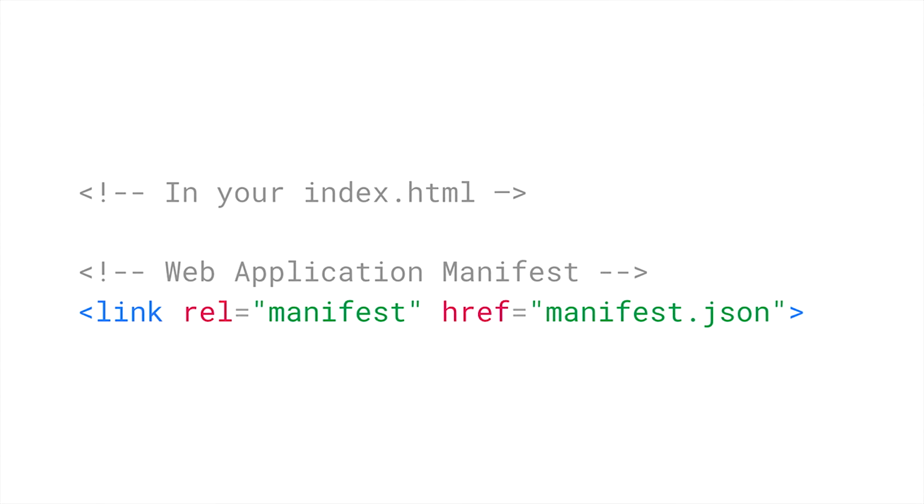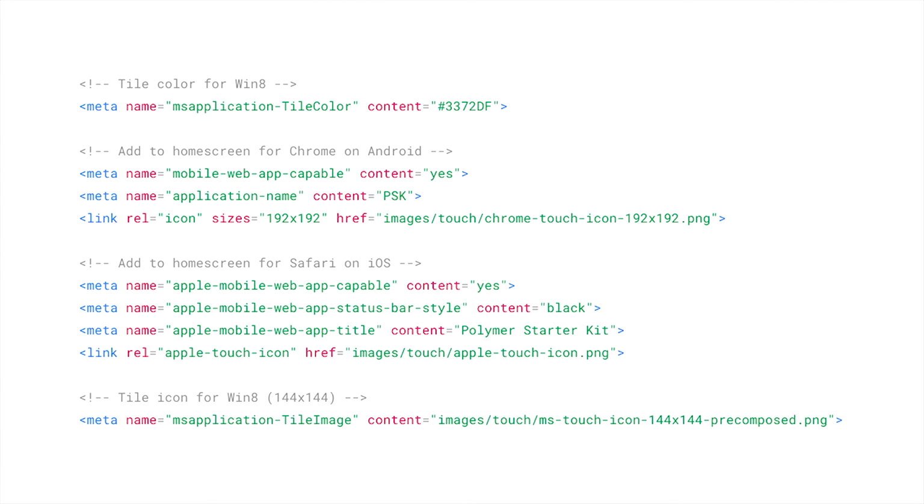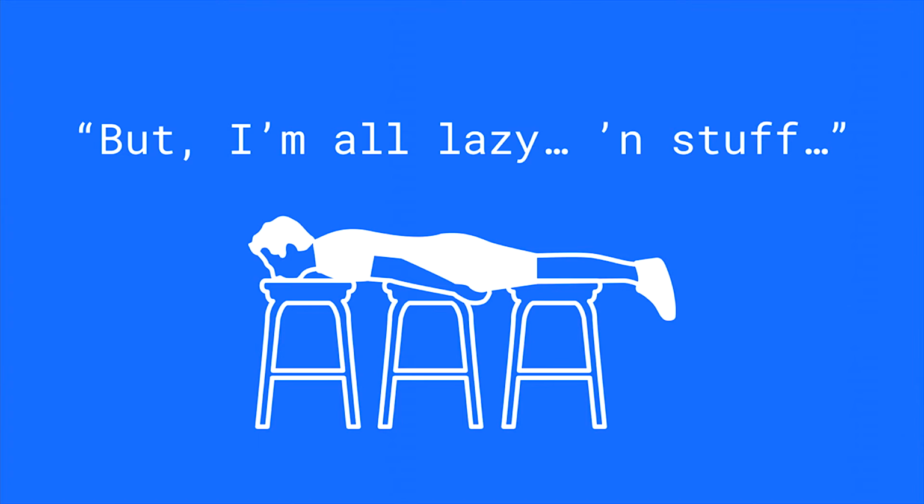But there are browsers out there which actually don't support web app manifest yet. And for those browsers, you need to include some fallback meta tags. And those look like this. And I'm sure you're looking at all these, and you're like, but I don't want to remember any of that. And yeah, it's kind of annoying to have to remember all these things and copy and paste them.